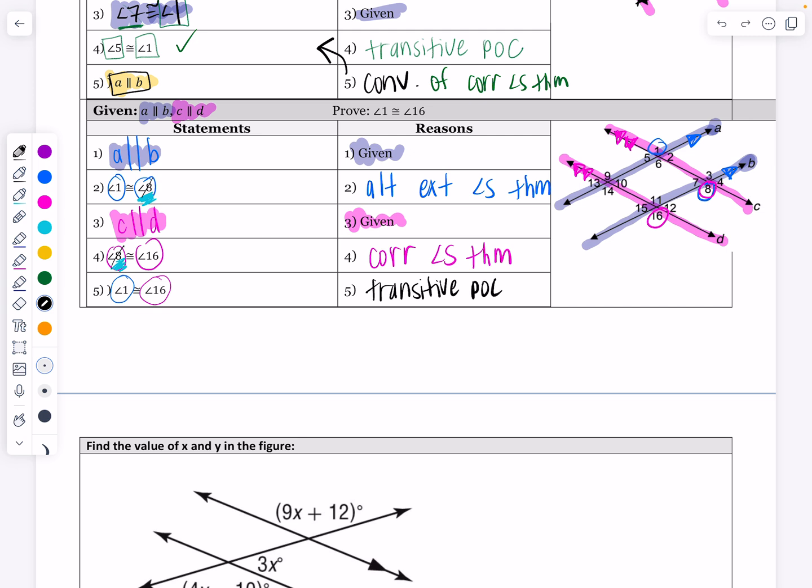How do I know it's congruence and not equality? Because I'm working with that congruence symbol. And that is ultimately what we wanted to prove, is that 1 is congruent to 16.